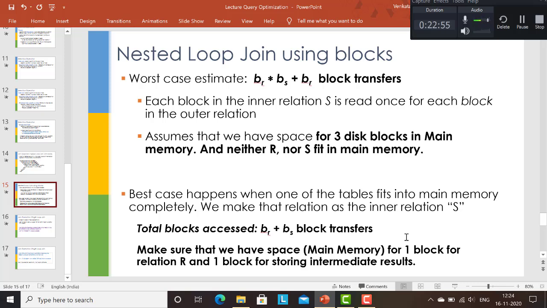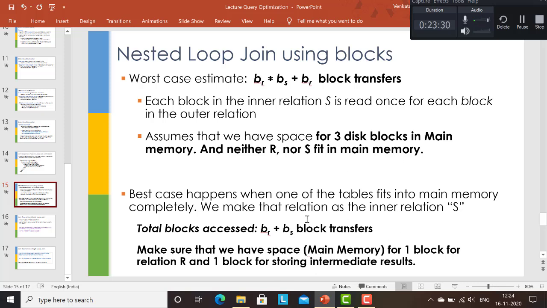You have to check if you have enough space in your main memory such that three things come in. One, the entire relation S should come in, and you should have space for one disk block, which you will sort of reserve for relation R. And then you have one more disk block for storing the intermediate results, right? So it's not just that S fits in the main memory completely. You should also have space for these two, otherwise you are going to have an incorrect estimate. Okay, so first you check this, if this case holds.